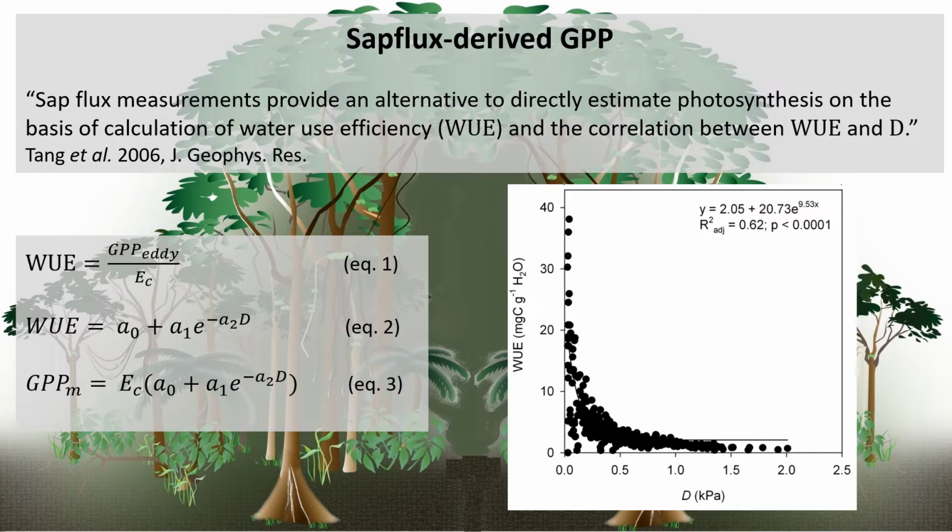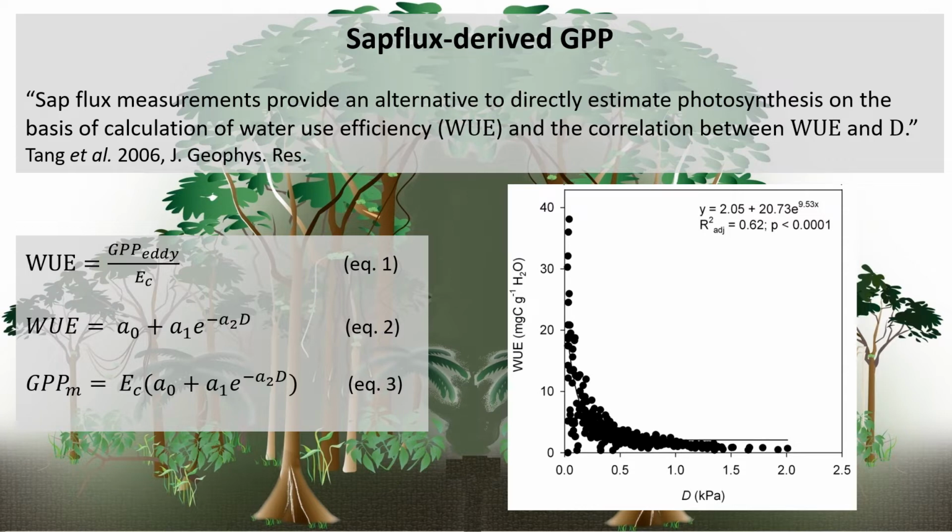The math behind this method is simple. In a first step, water use efficiency is calculated by dividing daily GPP values through canopy transpiration. This daily water use efficiency is then related to vapor pressure deficit. The relation between water use efficiency and vapor pressure deficit is characterized by an exponential decay function. From this point, I guess you can already see where this is going.